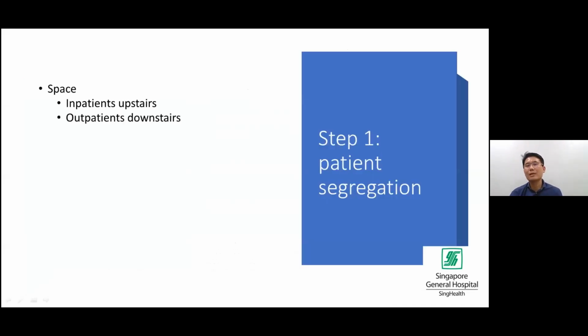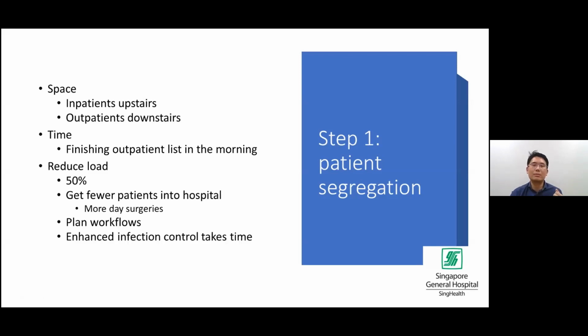Step 1, patient segregation. Now, in SGH, we are quite lucky. We have 7 suites. We have upstairs and downstairs. So we have, by and large, said that inpatients should be done upstairs, outpatients should be done downstairs. Now, if you can't differentiate them by space, try differentiating by time. Finish your outpatient list in the morning first. Reduce load. We arbitrarily set a marker at 50%, although we're not always successful.